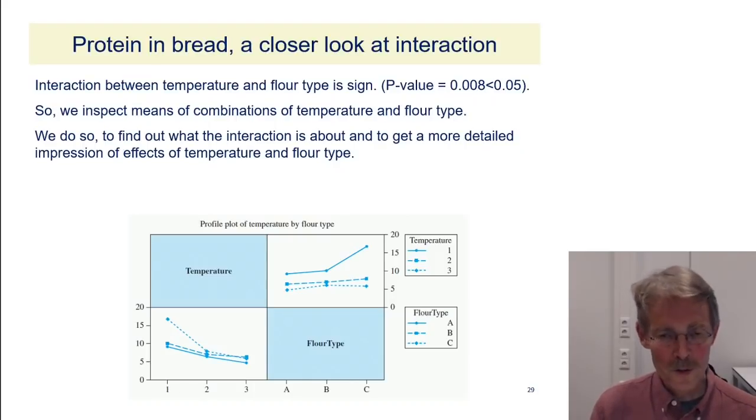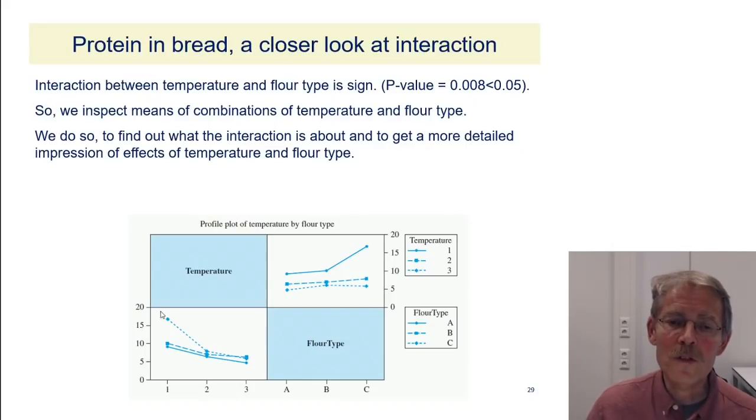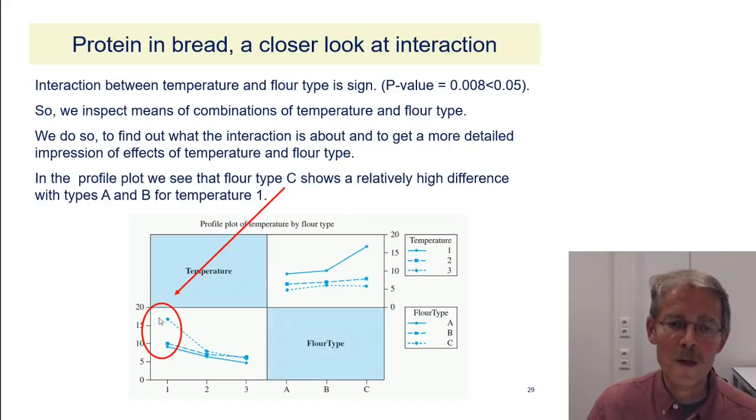And if you look at this, you know that roughly parallel lines means no interaction. So you can already guess that the interaction is probably due to this one that is different from these two, while here the differences are much smaller. So the interaction is probably located here. It has something to do with flower type C and temperature 1.